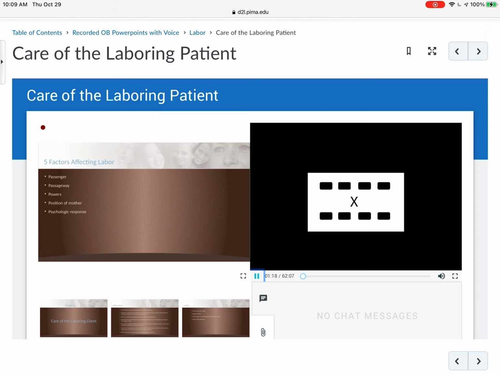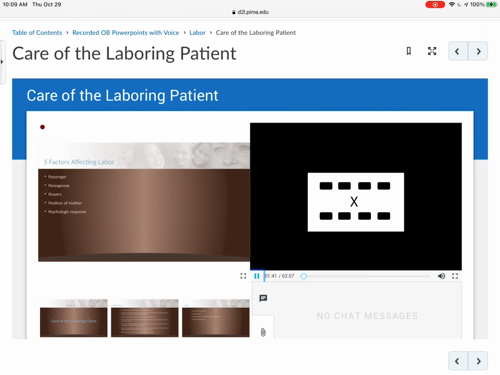But those that are going to deliver vaginally, they may have hopes and dreams, but there's some things that you can plan for: breathing, relaxation techniques, ways to bring the baby down. But there are factors that affect the labor, and some of those are controllable and some of those are not. When we talk about the 5 factors, we always talk about the 5 Ps.